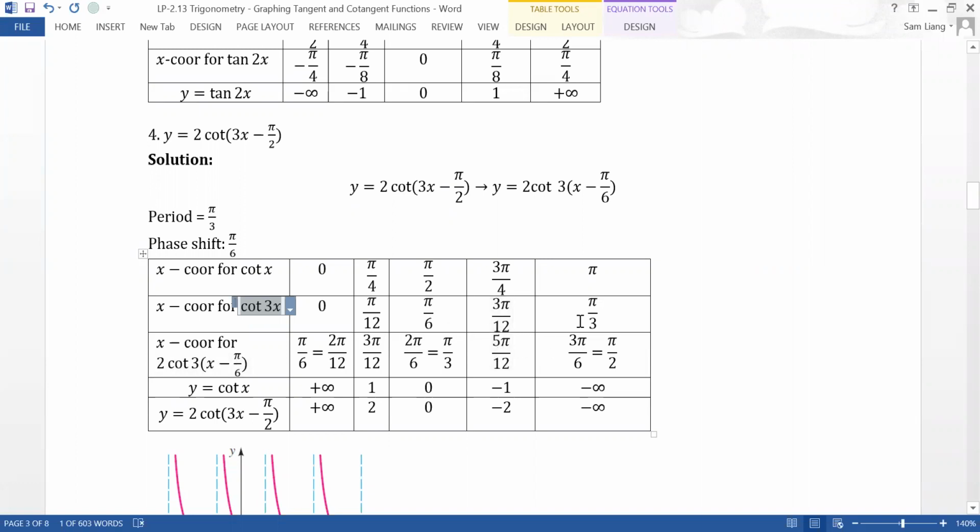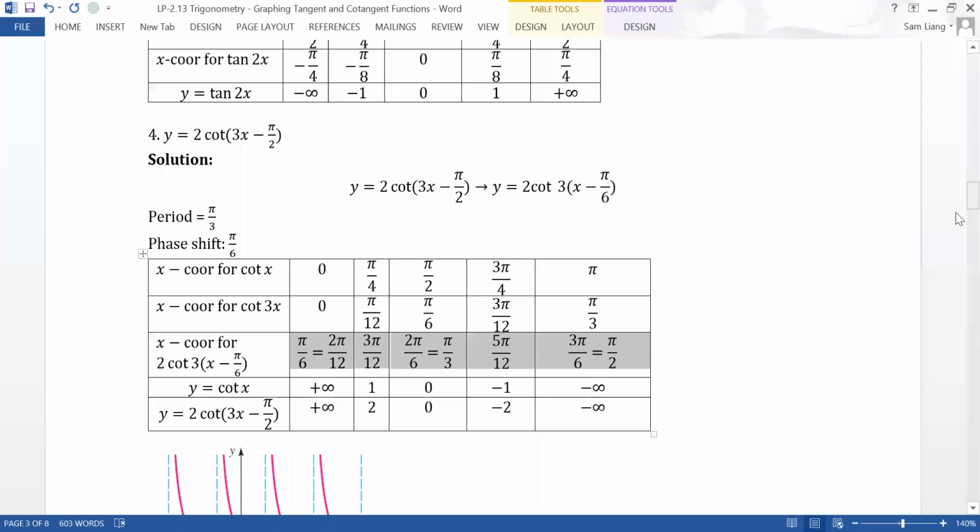And lastly, we have pi over 3 plus pi over 6. Pi over 3, we can rewrite that as 2 pi over 6. So 2 pi over 6 plus pi over 6, the phase shift is 3 pi over 6. Okay, so these are the x coordinates that we're going to plot.